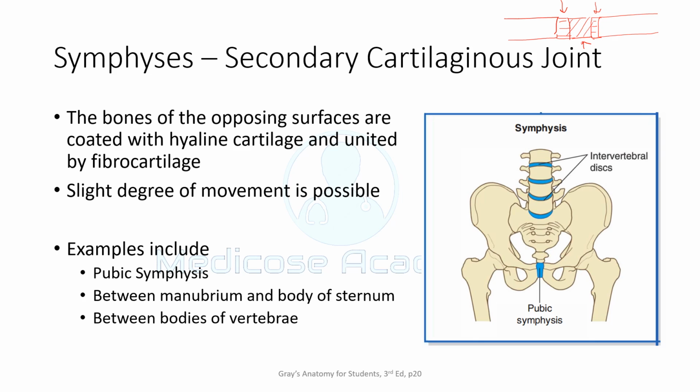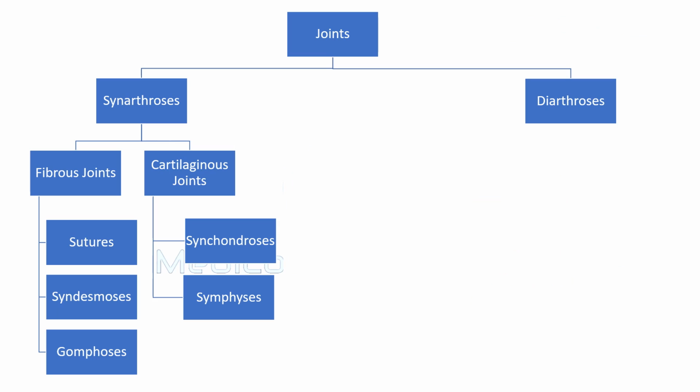Most of them are present in the midline. So the examples include the pubic symphysis, which is present between the pubic bones here, and the discs between the intervertebral joints. So we are done with non-cavitated joints known as synarthrosis.